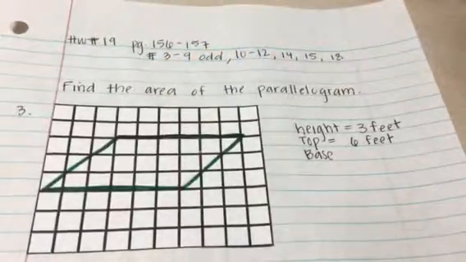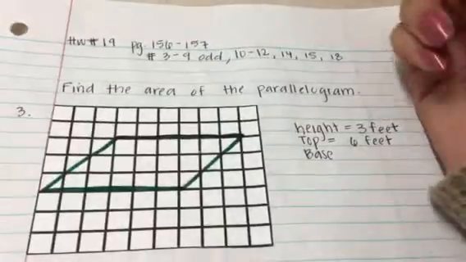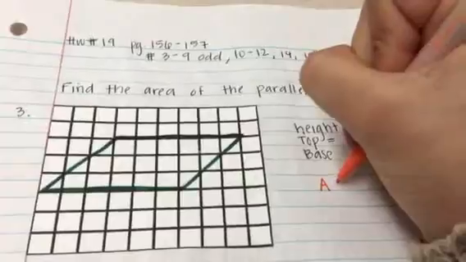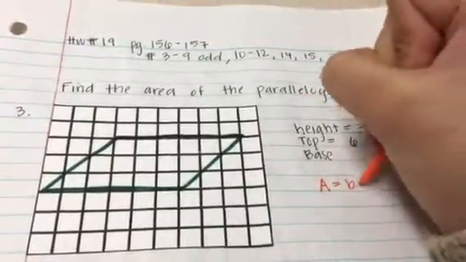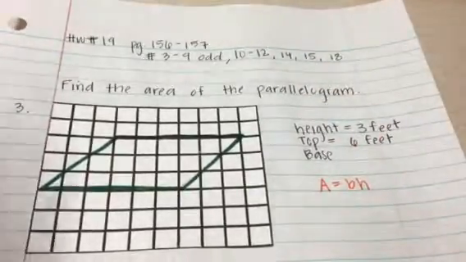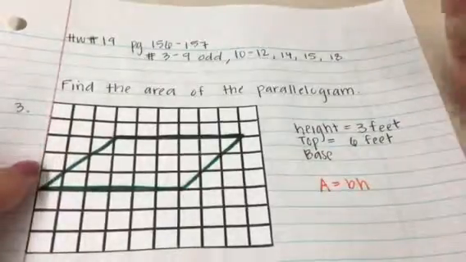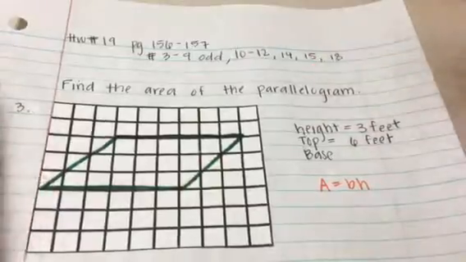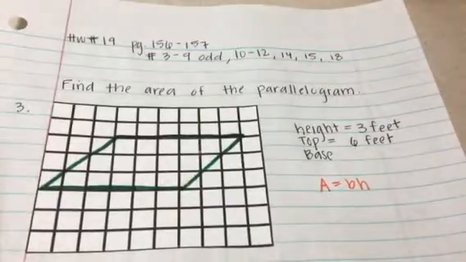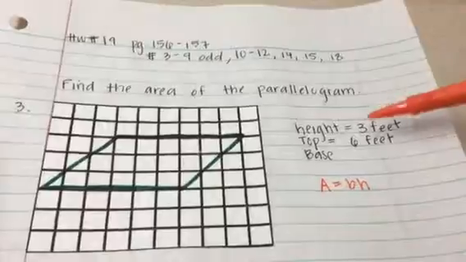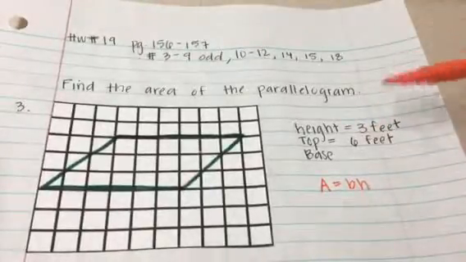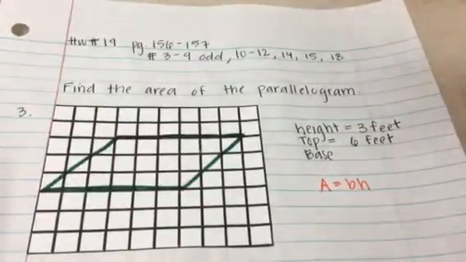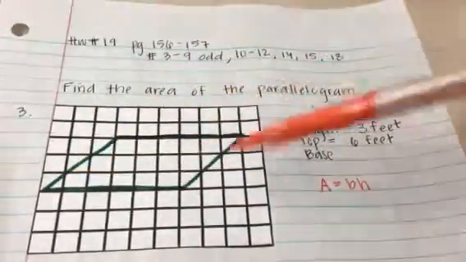And we're going to do this in two ways. One way being following the formula A equals base times height, and the other we're going to find it using this grid here through an illustration. So the problem gives us a parallelogram with a height of 3 feet and the top base being 6 feet. So I went ahead and drew my parallelogram.